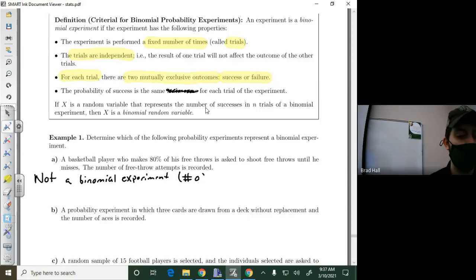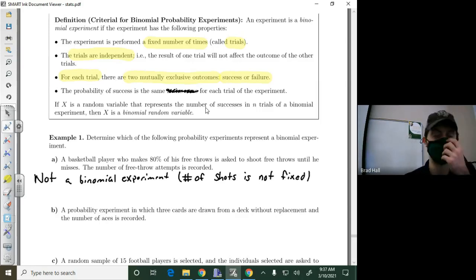The number of shots is not fixed. In this problem, they just say, shoot until you miss. But in a binomial experiment, you need to establish before the experiment starts how many free throws this person would need to shoot. So shoot 15 of them. Okay, I'll shoot 15 of them. So that's how we could fix that.